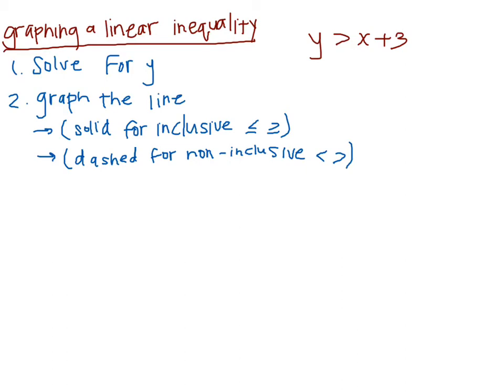Remember, when we graph the line, we're going to connect the dots using a solid line for an inclusive graph, and we're going to do a dashed line connecting the dots for a non-inclusive graph. So right now I'm looking at a graph that is greater than, which means it doesn't actually include the boundary line, so it is non-inclusive, so I'm going to be doing a dashed line on this graph.